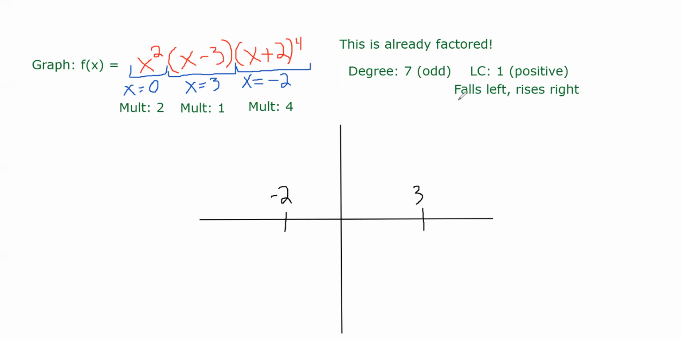Now we remember this thing is going to fall to the left, rise to the right. So all the way out here to the left, it's going to be going downwards like that. And so it's going to do that. And then when it gets to this root of negative 2, since this thing has an even multiplicity, it's just going to touch it and come back down. Let me draw that a little better. It's just going to touch it and come back down like that.